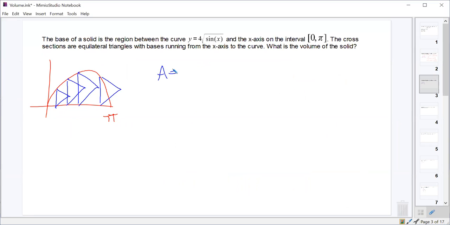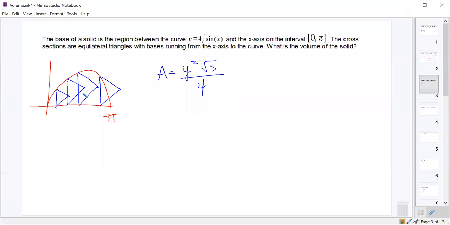√3 times the base squared. Yeah. No. Side squared times √3 divided by 4. Right? This is a formula for the area of an equilateral triangle, but it might be good for you to know. Side squared √3 over 4.